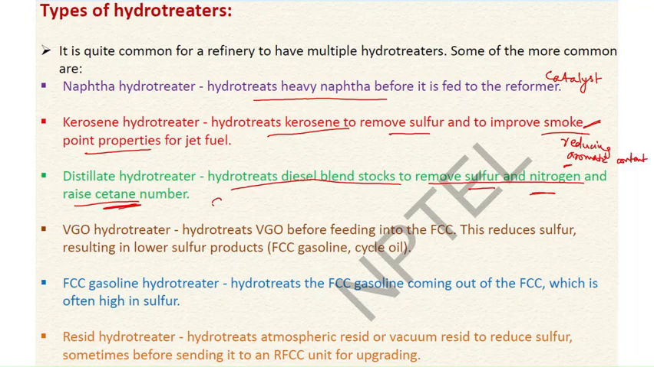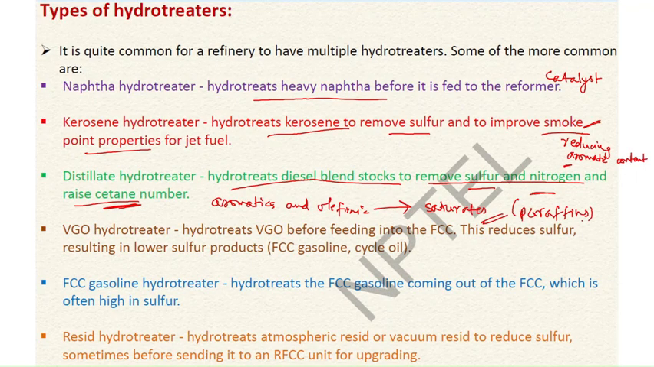How so? By converting the aromatic and olefinic contents, if present, to saturates. As we know, a good cetane number requires more saturates, basically paraffins. So by hydrotreating, these aromatics will be converted to n-paraffins and thus improve the cetane number.